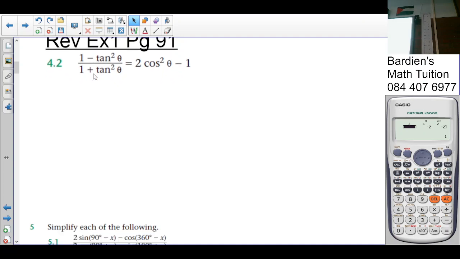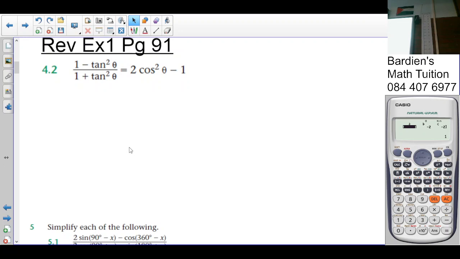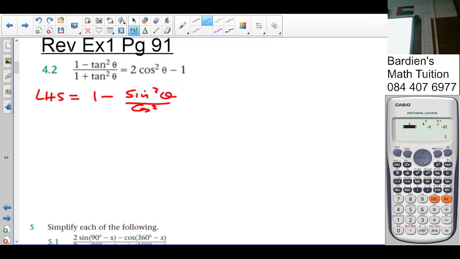The next one is 4.4. Again, it's the proof. So again, on the left hand side, I'm going to change tan. Tan can be written as sine squared theta over cos squared theta. People, this will never cancel. Why? Because it's the plus and minus between. So it's divided by 1 plus sine squared theta over cos squared theta.